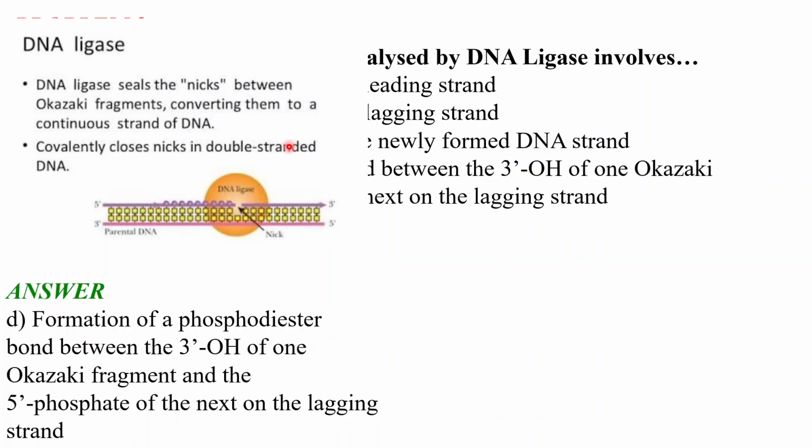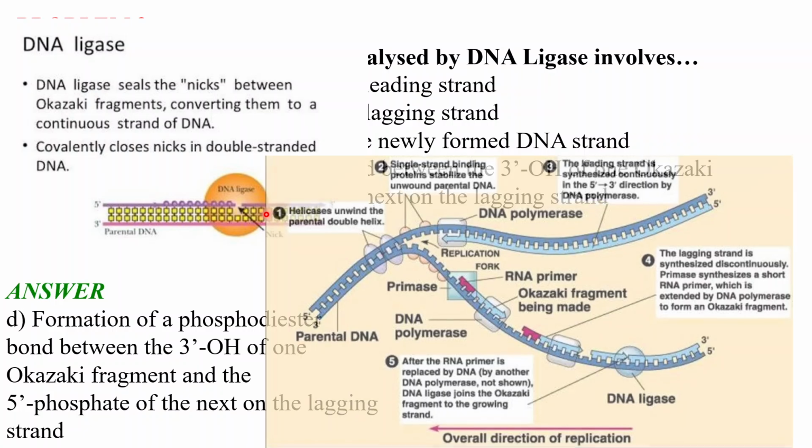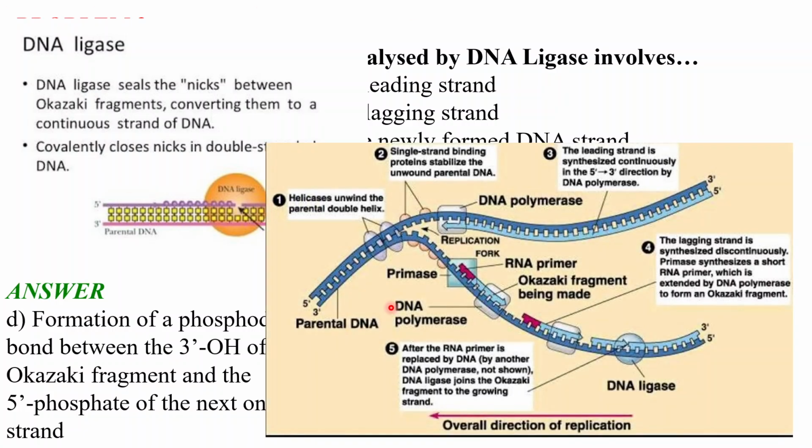So DNA ligase seals the nicks between the Okazaki fragments, converting them to a continuous strand of DNA. It covalently seals the nicks in the double-stranded DNA. Before going further, let us understand what DNA replication is and what all the steps of DNA replication are. In DNA replication, several enzymes are involved, and these enzymes play a very crucial role.